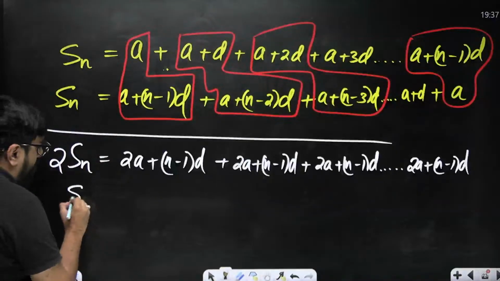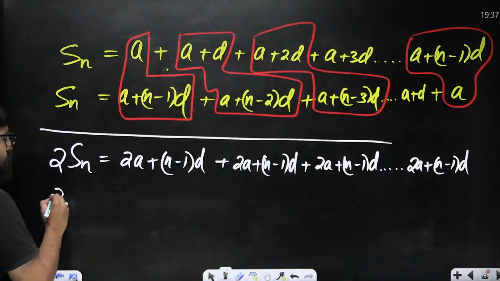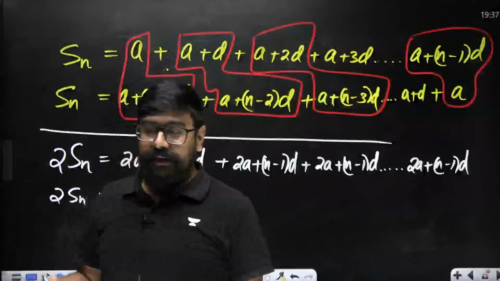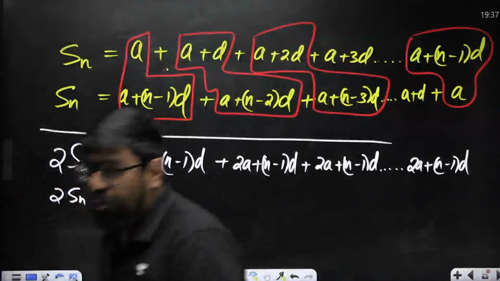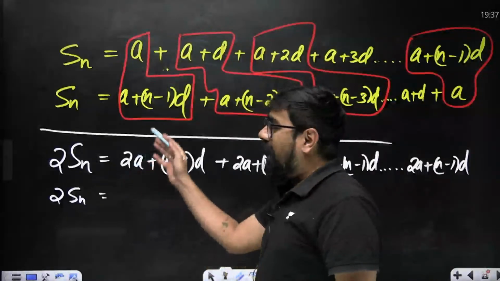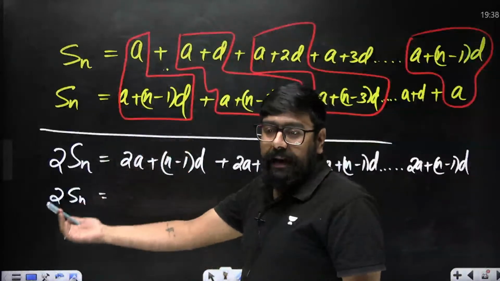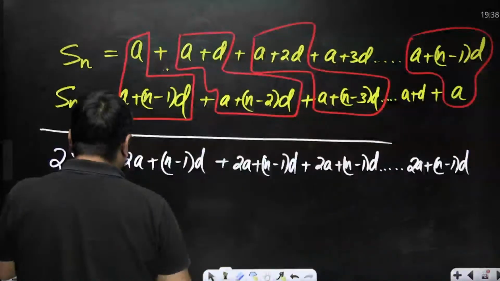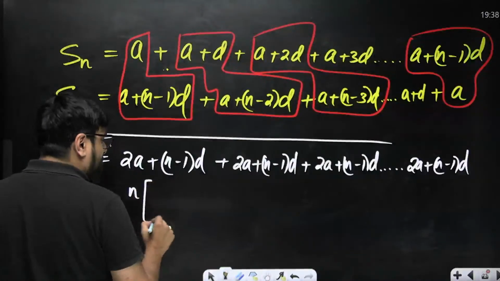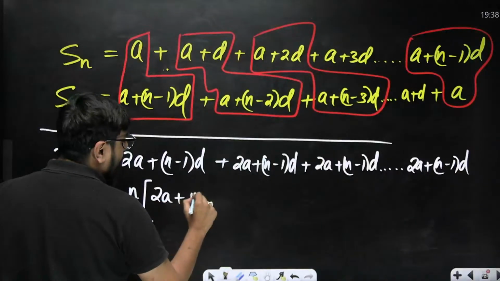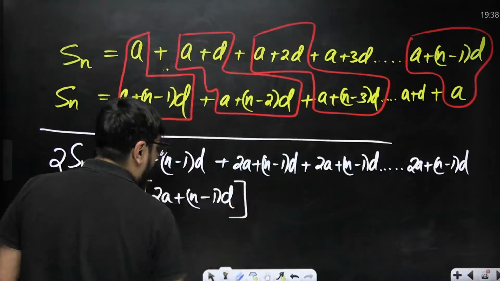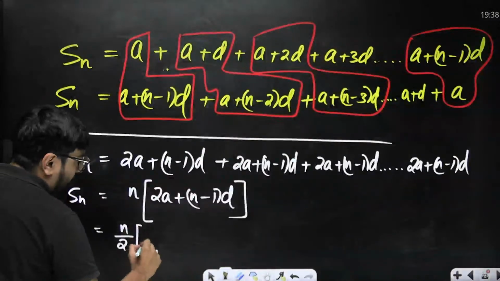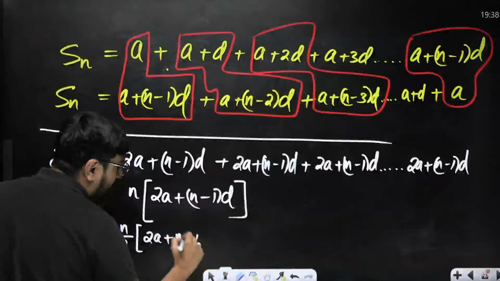So, 2 times the sum of n terms. Say if you add 4 100 times, it will be 4 into 100. If you add 10 20 times, it will be 10 into 20. If you add 1 n times, it will be n into 1, that means n. If you add the same thing n times, how will you write that? N multiplied with this same thing, 2a plus n minus 1 d. You got your formula. Sn, the sum of n terms, is nothing but n divided by 2 multiplied with 2a plus n minus 1 into d.